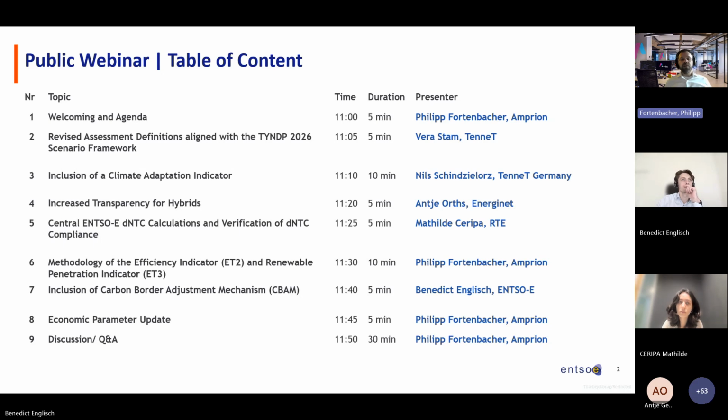And then I will also give you an update on the revision of the methodologies for the European contribution targets indicators. That is the efficiency indicator and the renewable penetration indicator, or integration indicator. And then also one of our highlights is the inclusion of the CBAM, the Carbon Border Adjustment Mechanism, that is planned to be part of the TYNDP 2026. This would be the first part of the webinar. Then we will dive into a more interactive session where we would like to ask for your feedback on economic parameter updates, and then we will also have a discussion and a Q&A. So that's the plan for today.